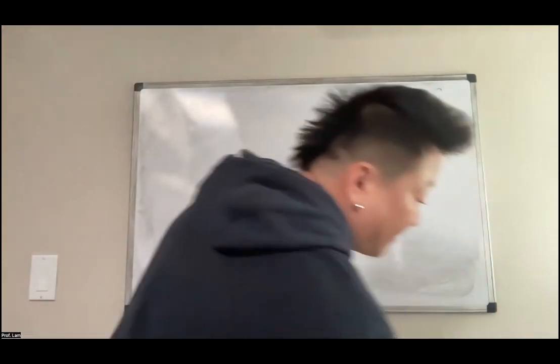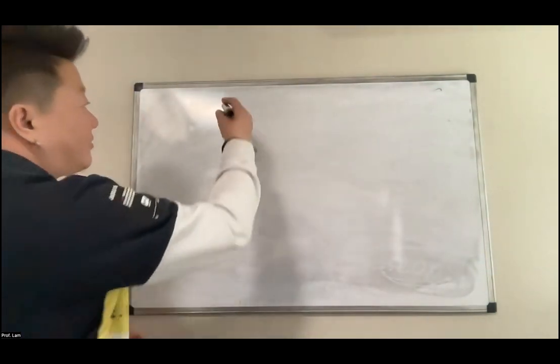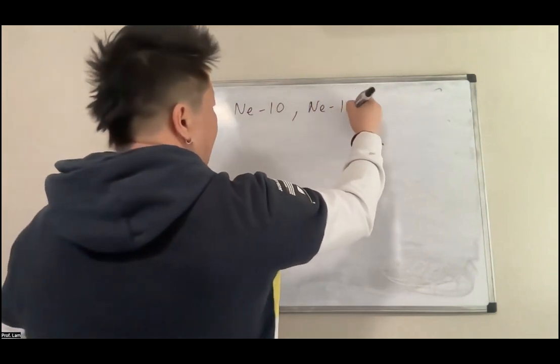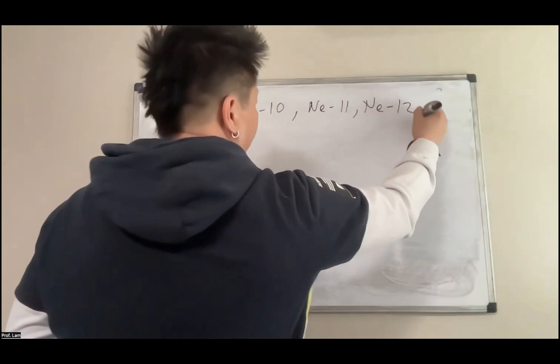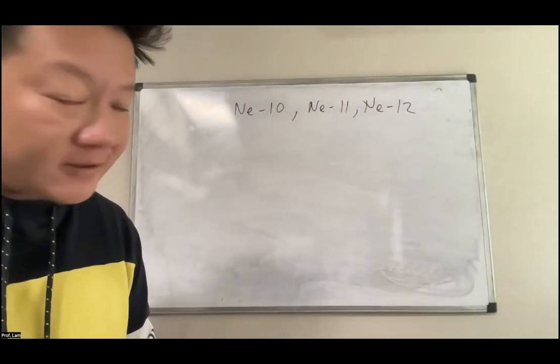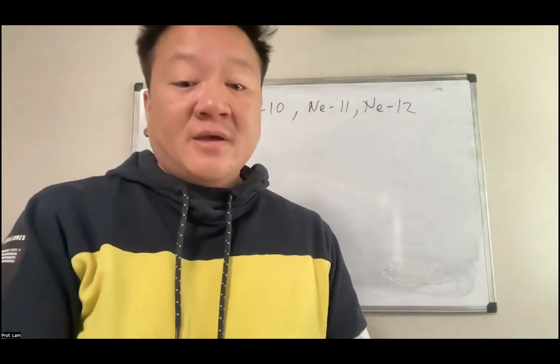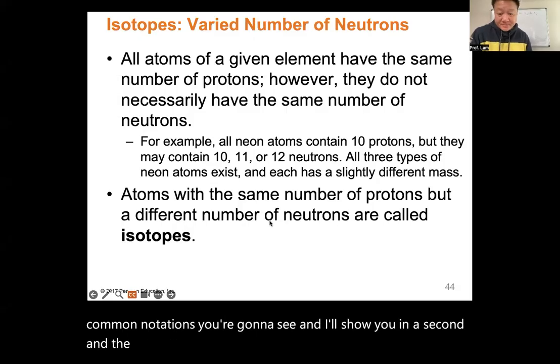Write the different isotopes of neon. You go neon-10, neon-11, and neon-12. Okay, that's the notation, one of the common notations you're going to see. And I'll show you in a second the AZX notation.